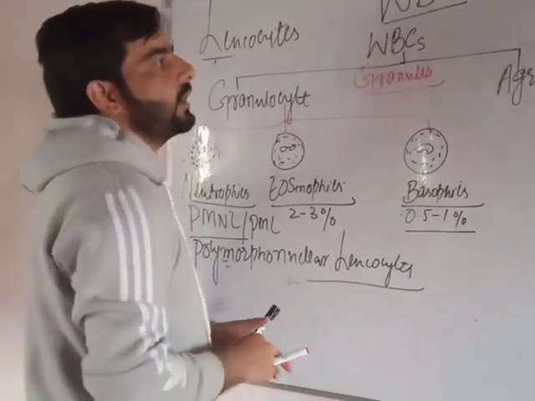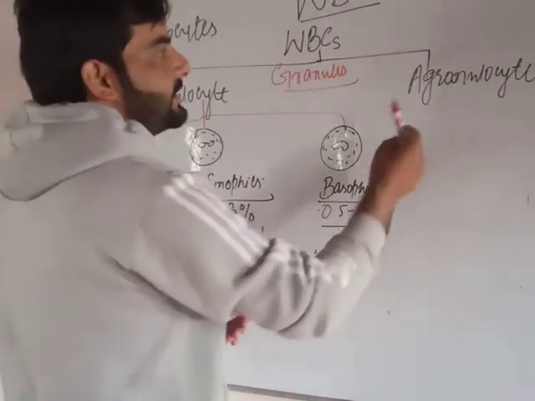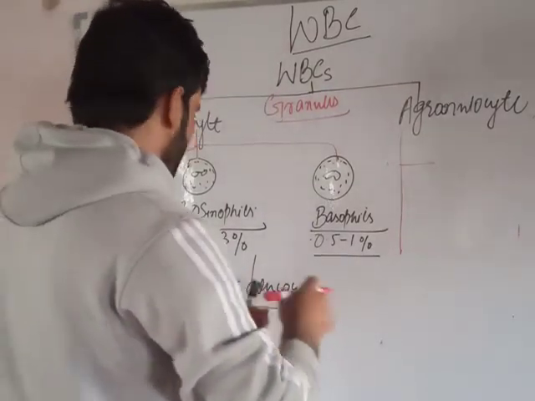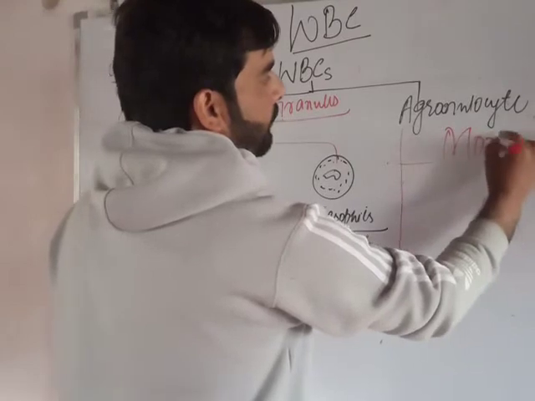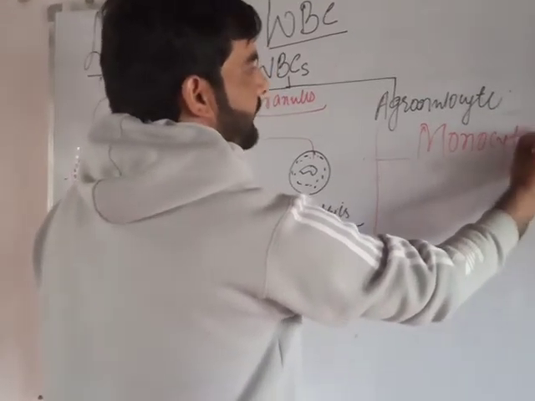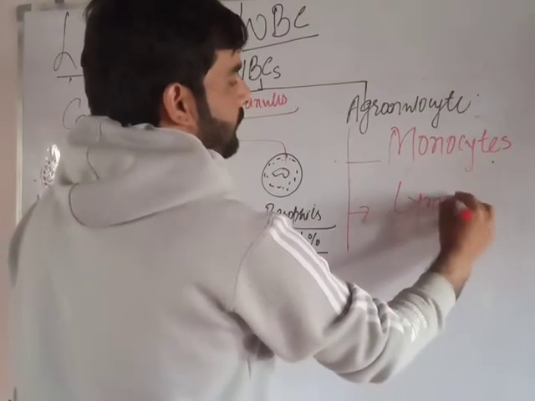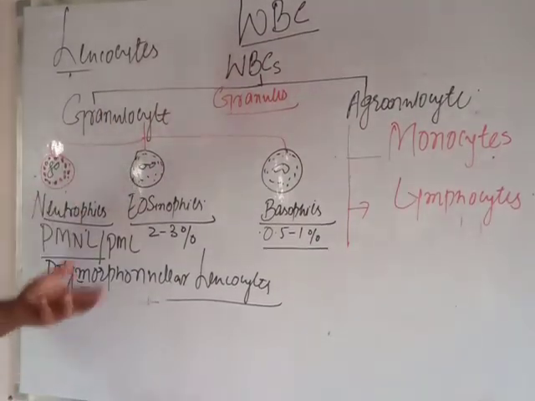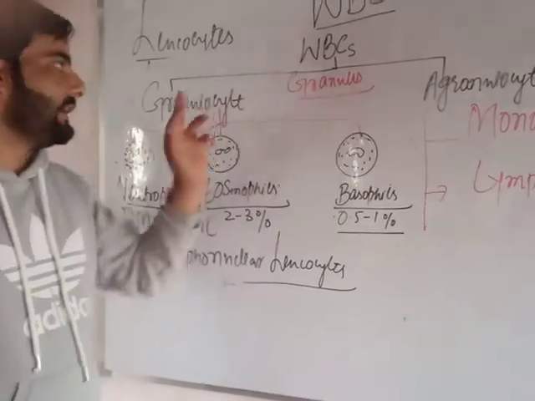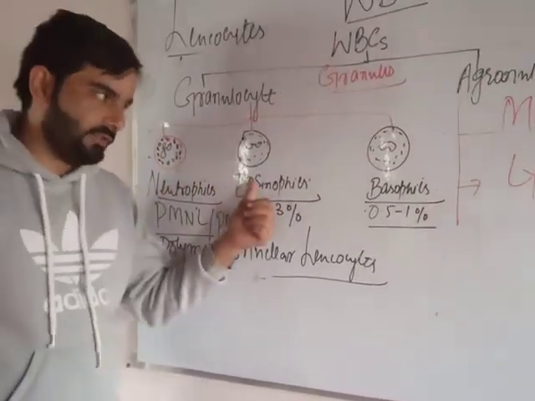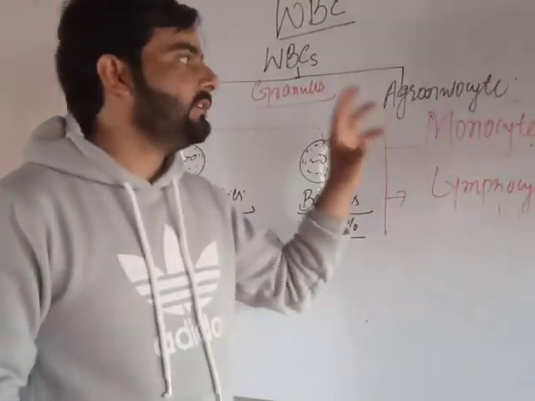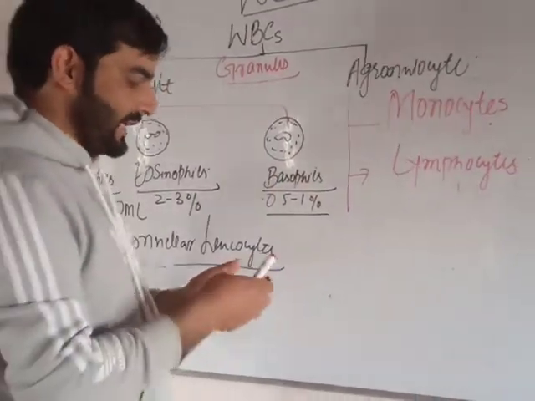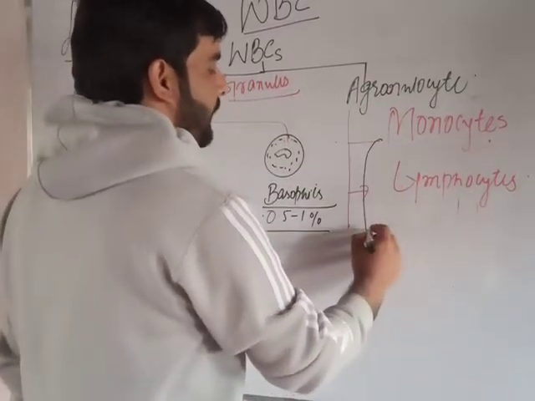After that, the agranulocytes. These agranulocytes are two in number. One is monocytes, and second is lymphocytes. So we are learning here that WBCs are basically of two classes: granulocyte and agranulocyte. Granulocytes are of three types: neutrophils, eosinophils, basophils. Agranulocytes, which do not contain specific granules, are of two types: monocytes and lymphocytes. These monocytes are also called the macrophages of blood.